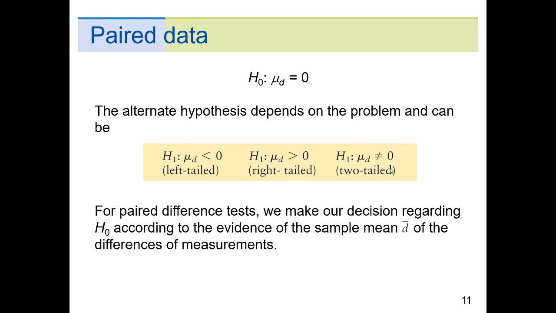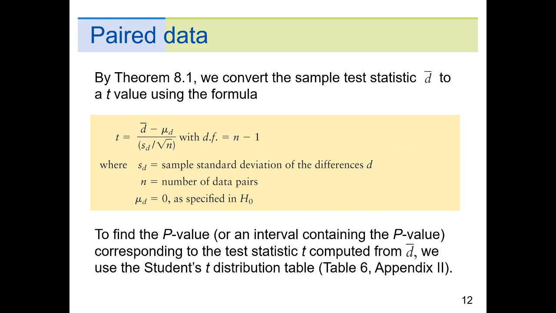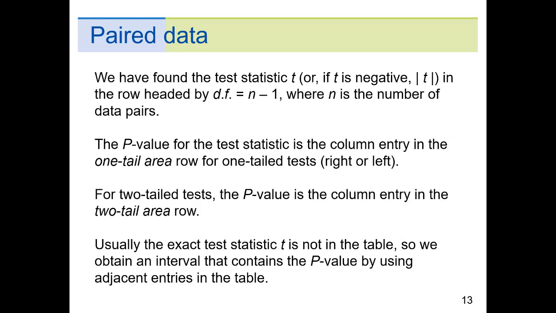For paired difference tests, we make our decision regarding the null hypothesis according to the evidence of the sample mean d bar of the differences of measurements. We then convert the sample test statistic d bar to a t-value using a formula. We are going to use a calculator to do that instead. To find the p-value, we will also use the calculator.